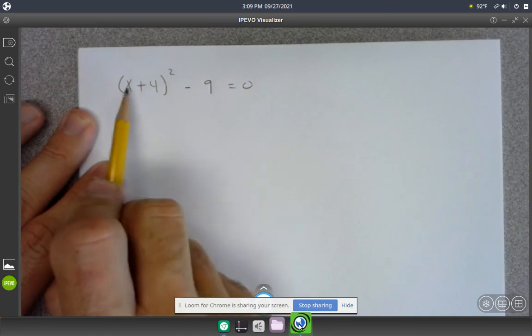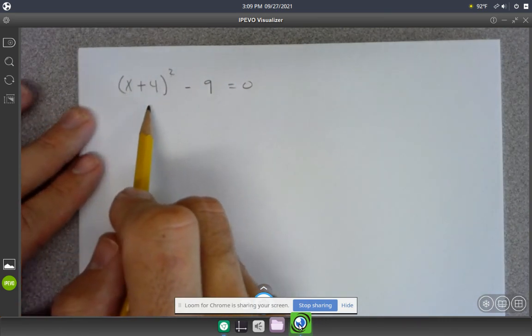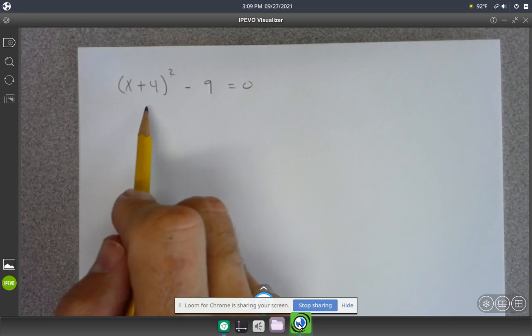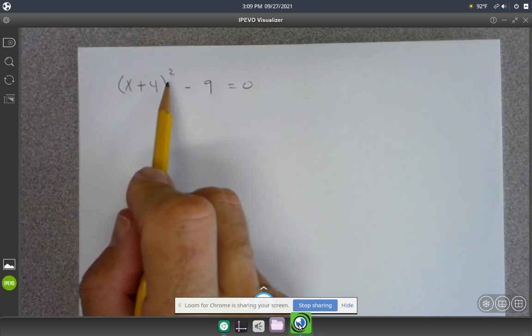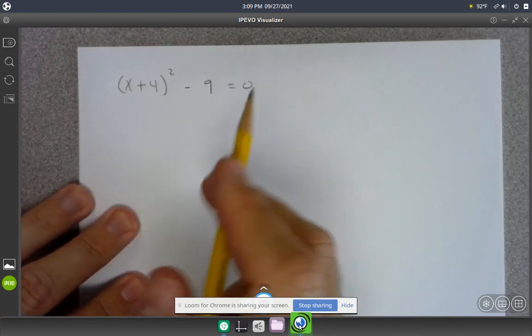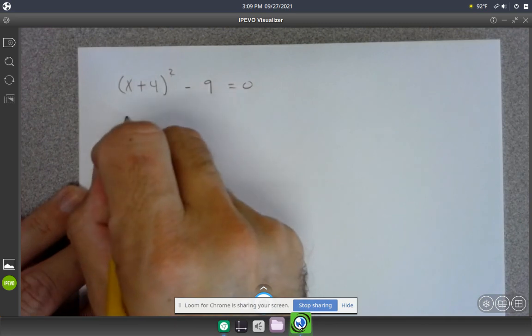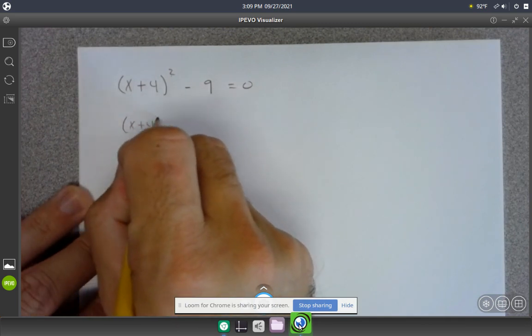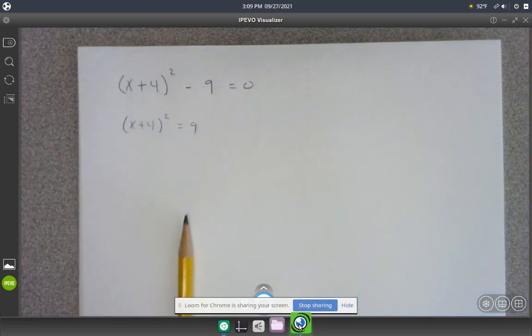Because you have all of this stuff squared, this is written in completing the square form. Because you have all this stuff squared, we can just use inverse operations to solve it. I'm going to move the 9 over to the right side, so add 9 to both sides. x plus 4 squared is equal to positive 9.